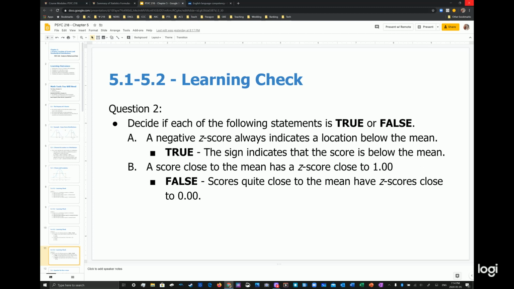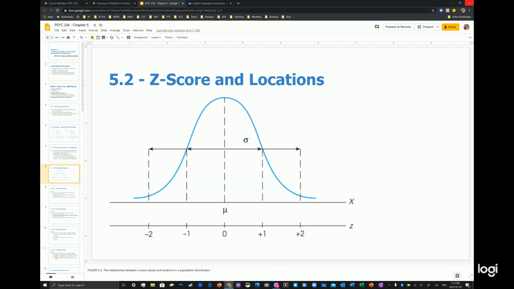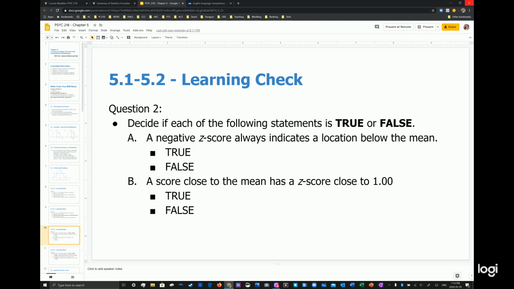For A, again, a negative z-score does mean the score is below the mean. And you can review that in this slide. You can also review the next true-false question in the same slide, because if a score is close to the mean, it's going to be close to 0 because the mean is no standard deviations away from the mean. And when I say no standard deviations, that's 0.